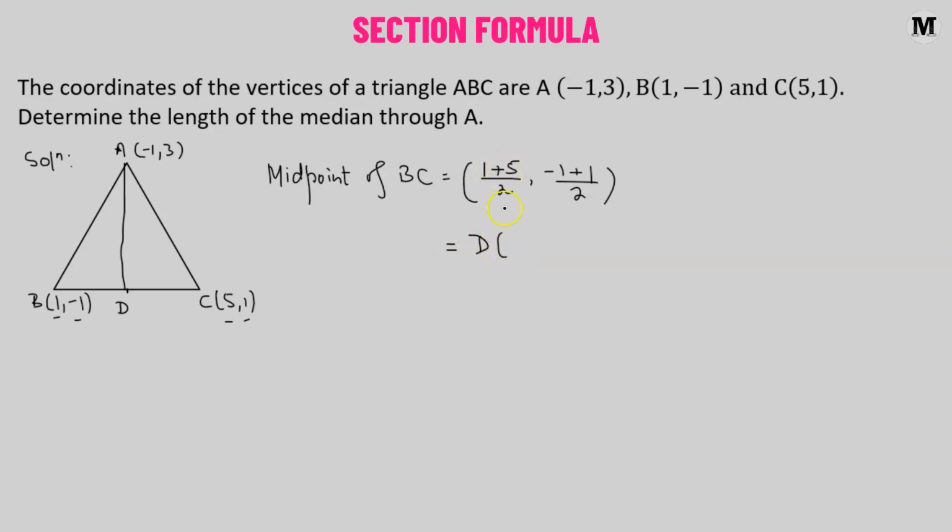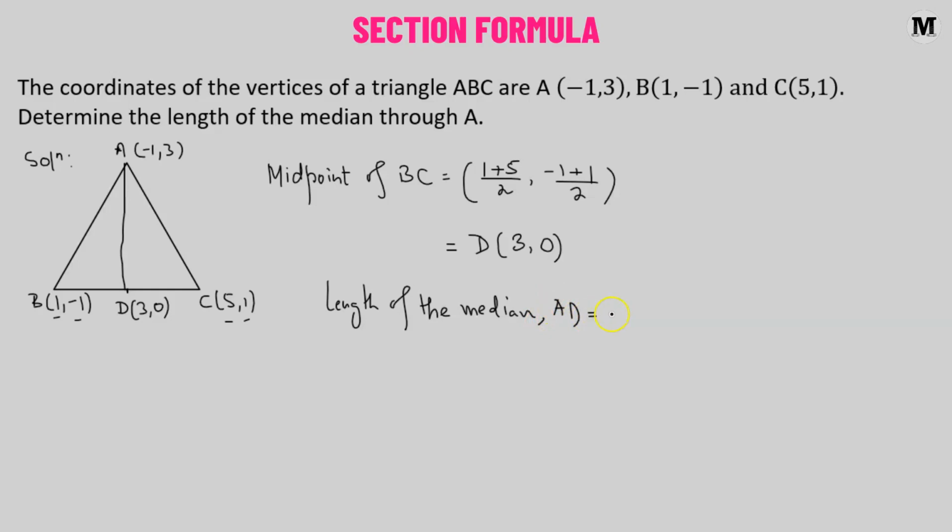So 5 plus 1, that's 6. 6 divided by 2, that's 3. -1 plus 1, that's 0. 0 over 2 is 0. So that means the coordinate of the point D is 3, 0. Now that we have the coordinate of point D, we can easily find the length of the median AD.